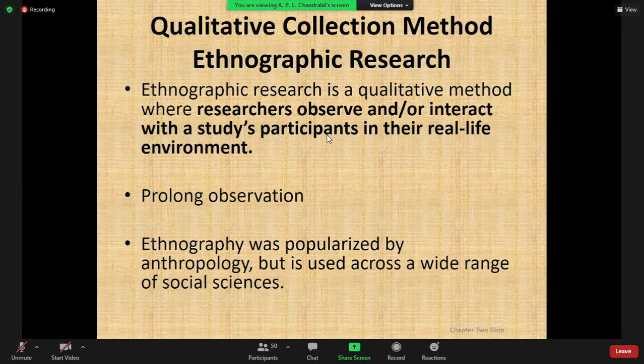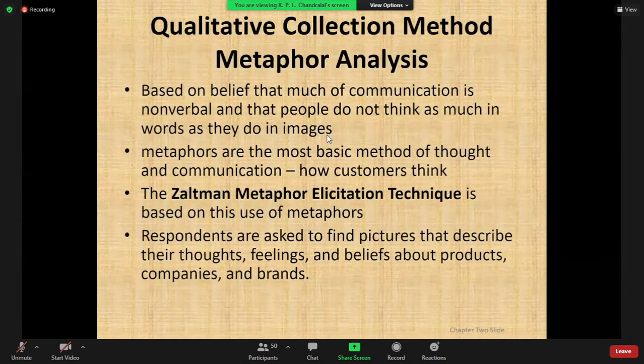Okay, so that is now a very popular research method. And then another one is the metaphor elicitation technique. It was actually introduced by Professor Zaltman. It is called ZMET, the Zaltman Metaphor Elicitation Technique. ZMET is becoming very popular because it is an entirely new way of collecting data and doing the research.